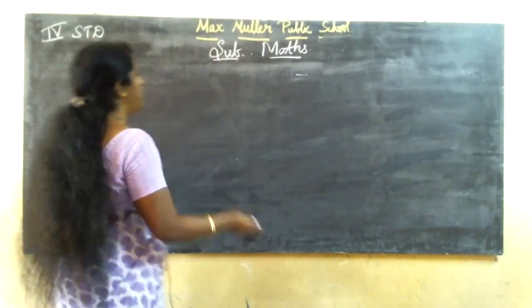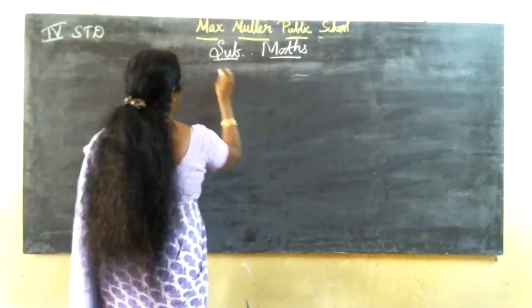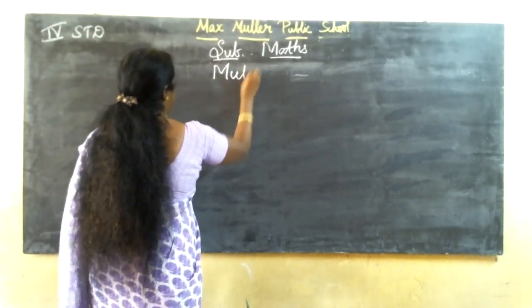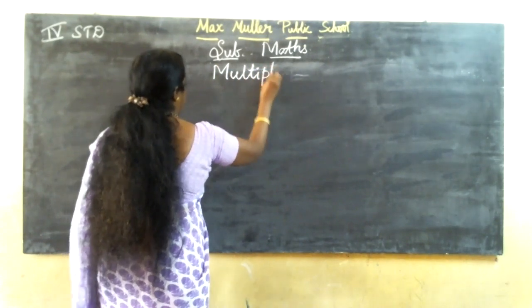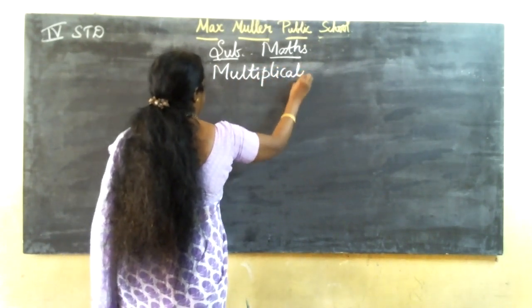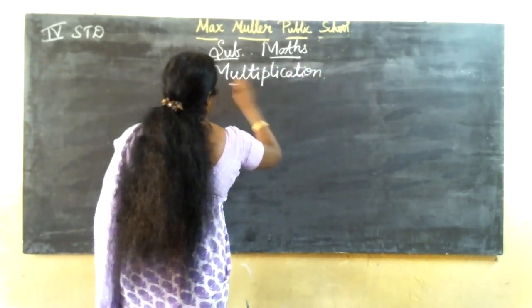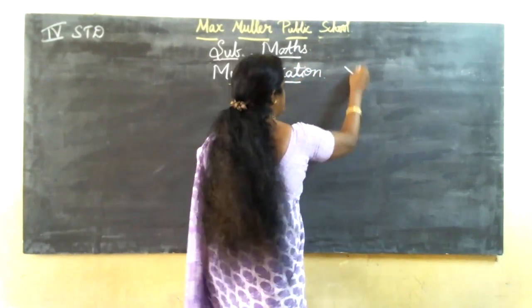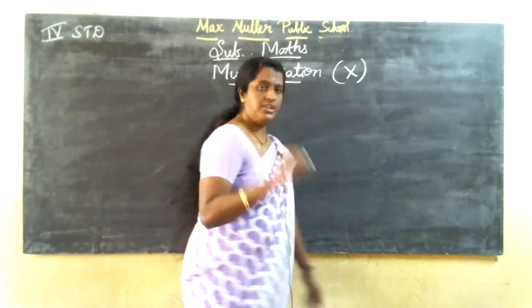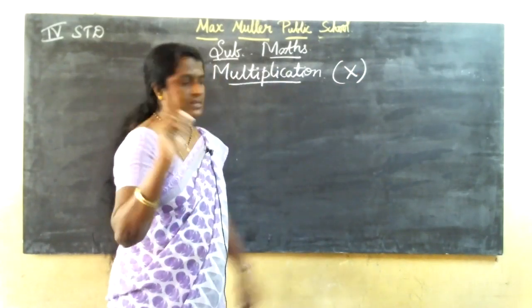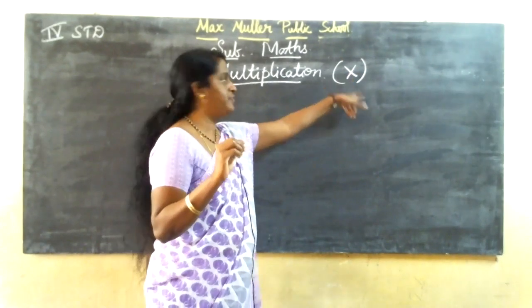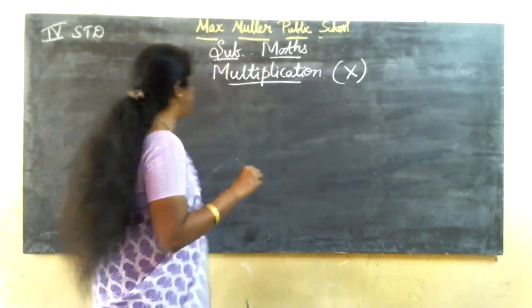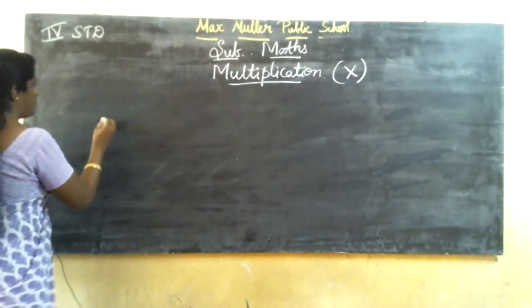If now you finish subtraction, now we'll go for multiplication. Multiplication means it's a tables, multiply. So multiplication is this symbol. Addition, I told plus. Subtraction, minus. This is multiplication. If it comes means tables. First I'll teach one digit only.